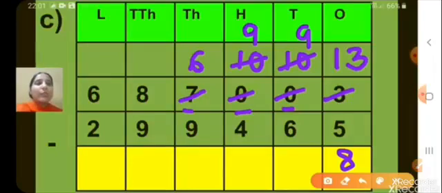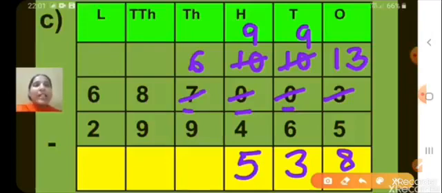Now let's move to tens place. 9 minus 6, what we'll get? 3. Now let's move to hundreds place. 9 minus 4, 5 we will get. Now let's move to thousands place. 6 minus 9 is not again possible. So again we have to now borrow from 10,000s place. So when we borrow 1 from 10,000s place, means from 8, 7 will be remaining here. And at the thousands place we'll get 16. Now 16 minus 9, what we'll get?